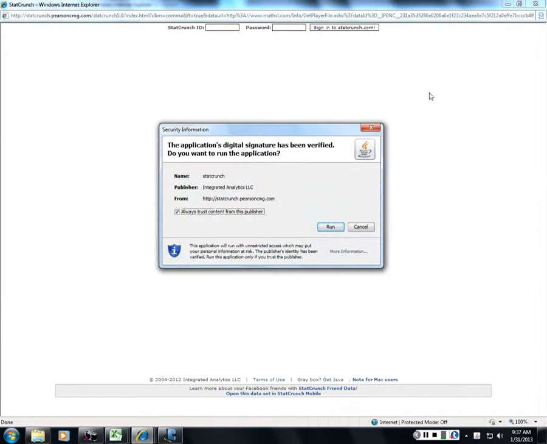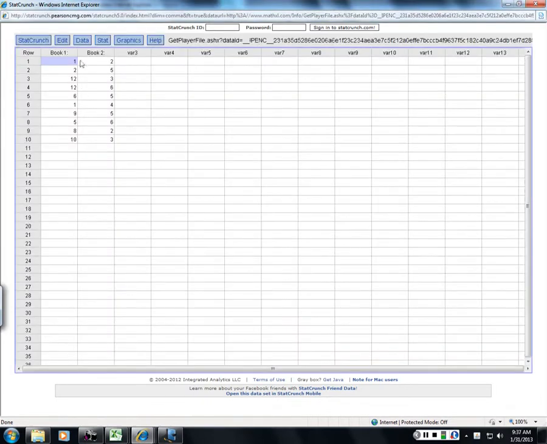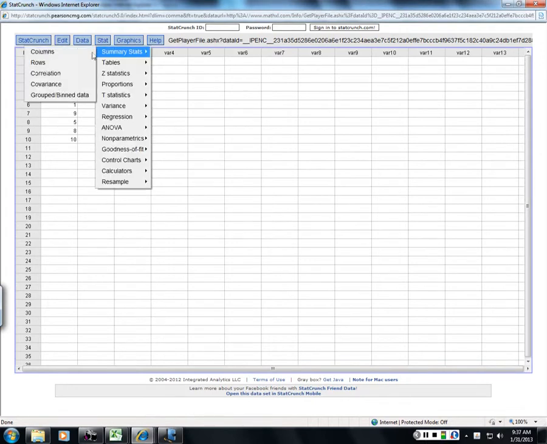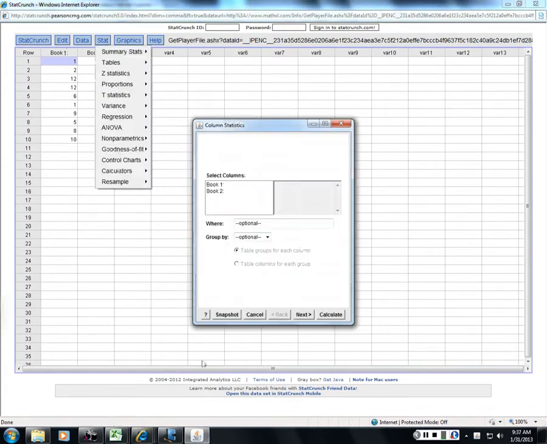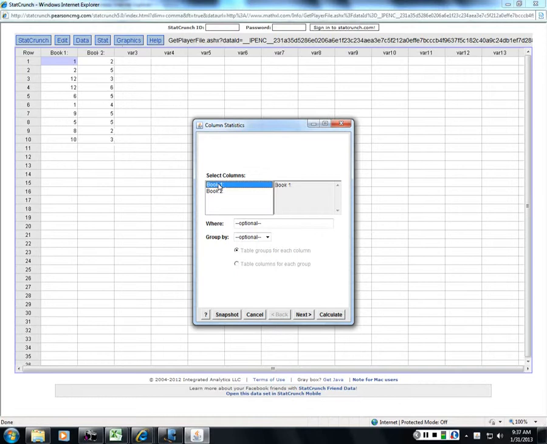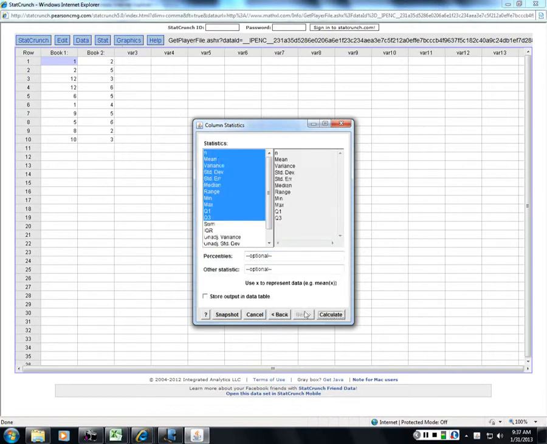And there we go. So let's look at book number 1. If I want to find a range of book number 1, I click Stat, Summary Stats, Columns. And I want to do book 1. Click Next. Now notice that range is right here. I just went ahead and took the highlight away from it.